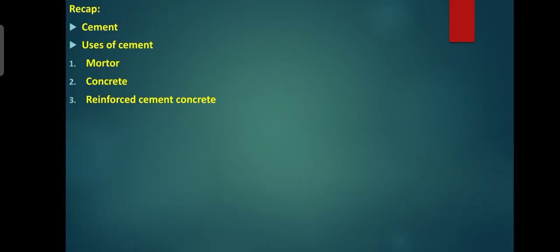Now move on, uses of cement. Cement is used as a mortar, concrete and reinforced cement concrete. Mortar. Mortar is a paste of cement and sand mixed with water. In houses, mortar is used to bind building blocks for constructing walls, to apply coating over them and to lay floors. Second one, concrete. Concrete is a mixture of cement, sand and gravel.